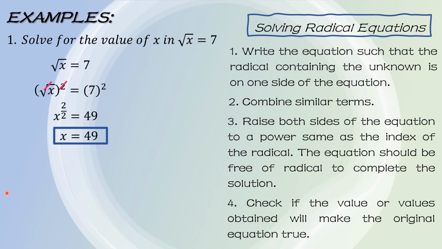Fourth step, check if the value or values obtained will make the original equation true. So, paano natin malalaman na tama yung sagot natin na 49? We will just have to substitute the answer or yung nakuha nating sagot doon sa given radical equation. So, let's start the checking. Square root of x equals 7 will now become square root of 49 equals 7. Ang square root ng 49 is 7. Therefore, 7 equals 7 is true.